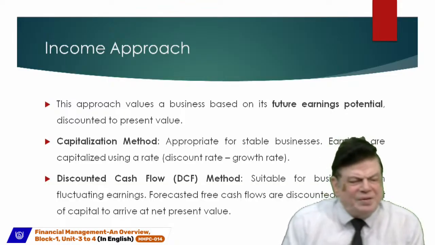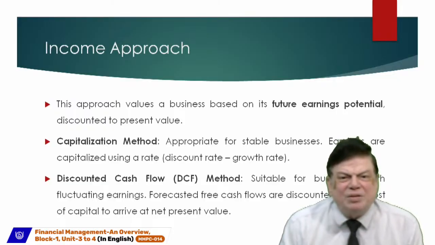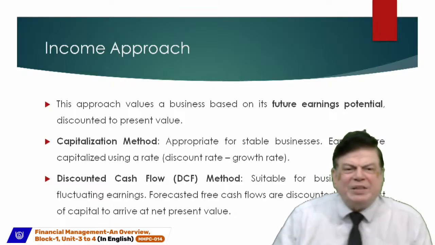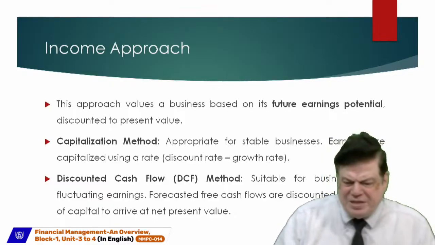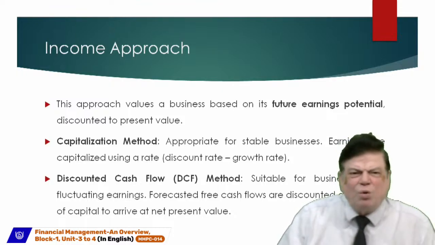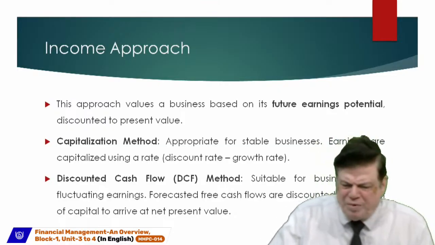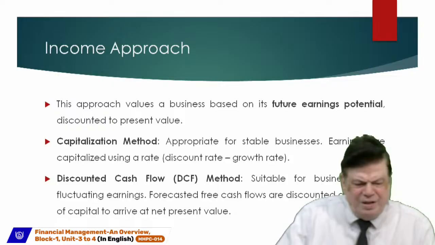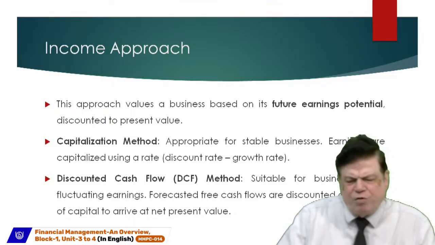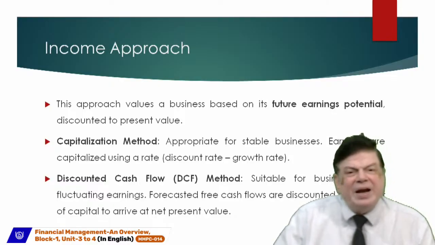So this approach values a business based on its future earnings potential discounted to present value. Capitalization method, appropriate for stable businesses. Earnings are capitalized using a rate, discount rate or growth rate. Discounted cash flow, DCF method, suitable for businesses with fluctuating earnings. Forecasted free cash flows are discounted at the cost of capital to arrive at a net present value.